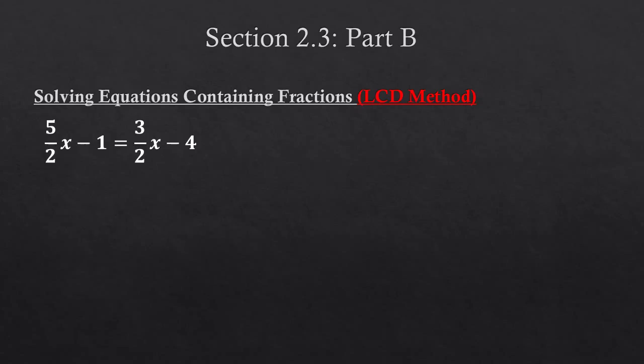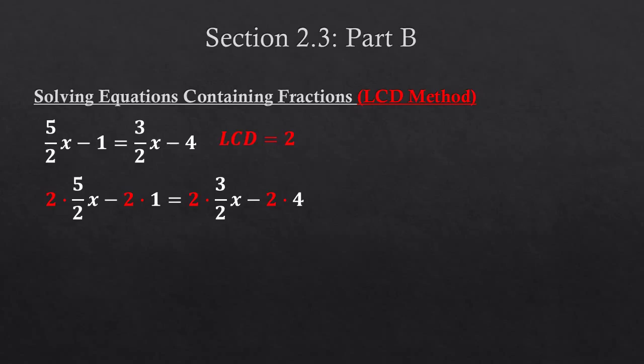Solving equations containing fractions using the least common denominator method. We've revisited this in the previous slides, and we'll do it again here. The least common denominator here is 2 because it's the only denominator, so every one of these terms is individually multiplied by 2. As such, 2 times 5 over 2x, negative 2 times 1 equals 2 times 3 over 2x, negative 2 times 4. That is the write down step.